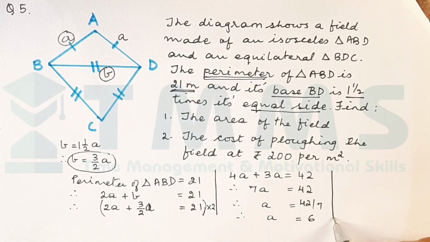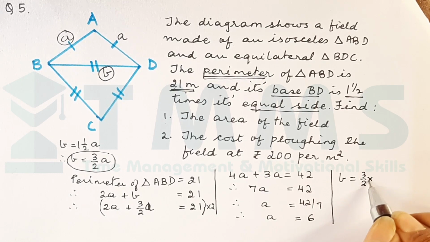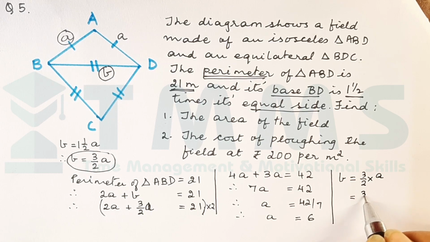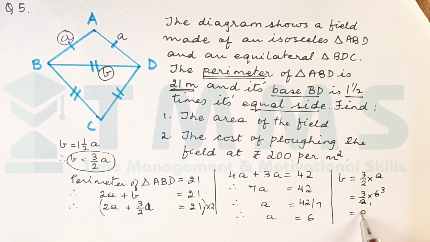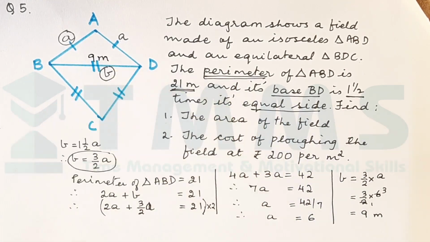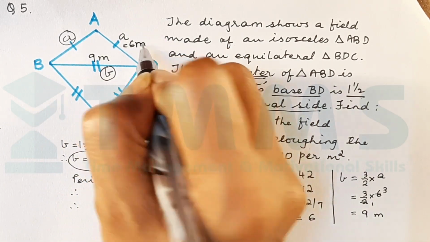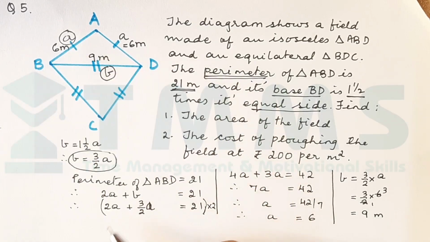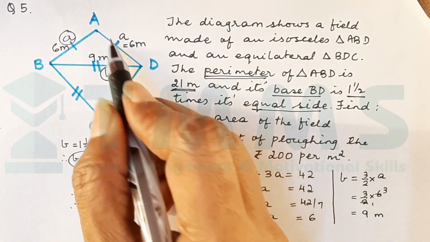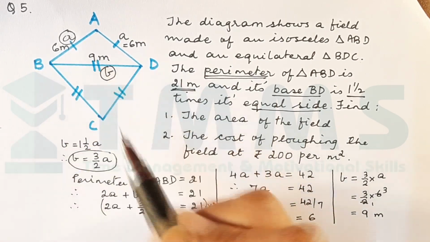Now we got that. Let us find how much is the base. The base is 3/2 times A, which means it is 3/2 multiplied by 6. And so you have 9 meter as the base. So in our diagram, I will write here, this is 9 meter, that is the base. A is 6 meter, so I'll call this as 6 meter here, and this is 6 meter. So this becomes an isosceles triangle. We have value of A as 6 and value of B is 9.